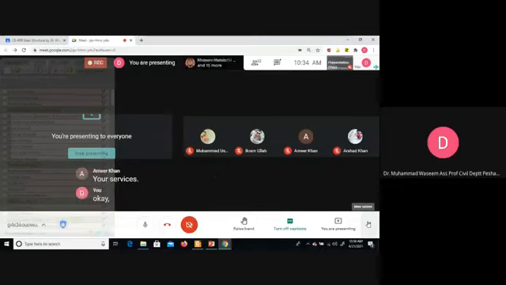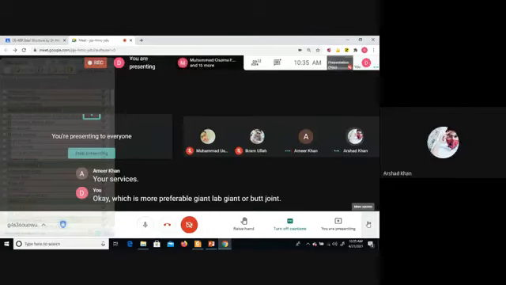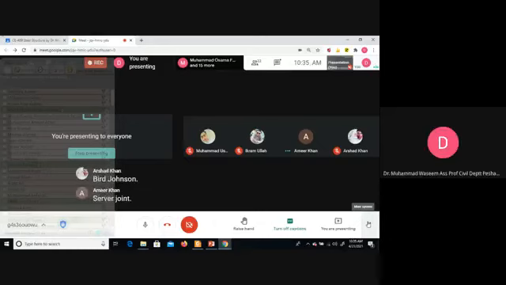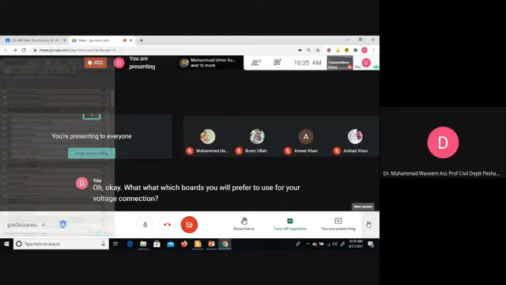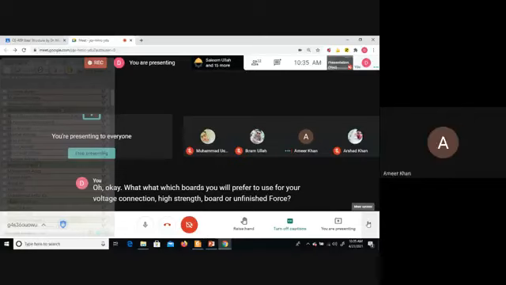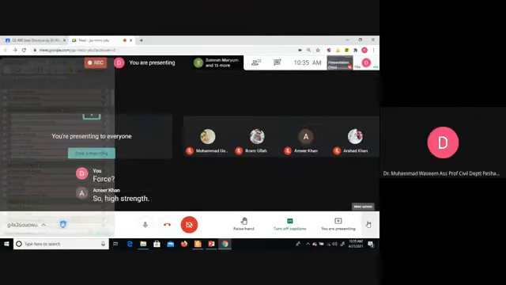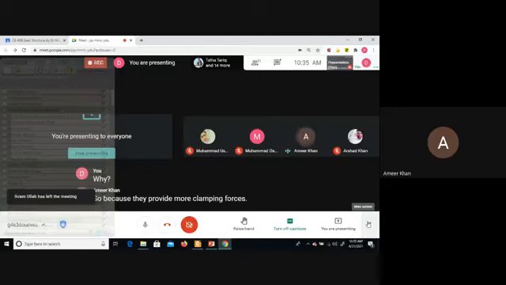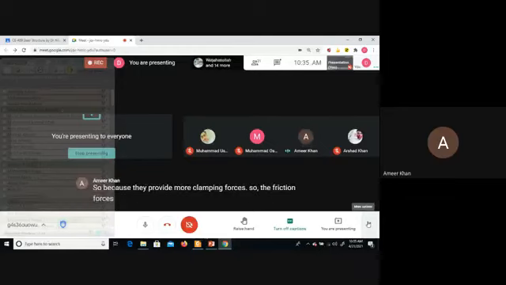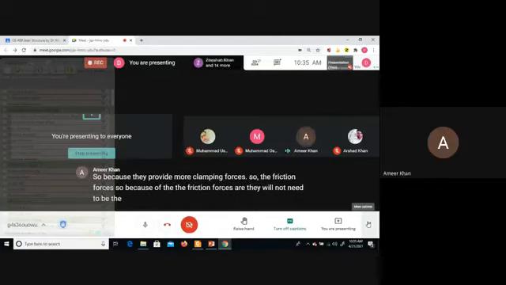Okay. Which is more preferable joint? Lap joint or butt joint? Butt joint. Sir, butt joint. Okay. Which bolts you will prefer to use for your bolted connection? High strength bolt or unfinished bolts? Sir, high strength. Why? Sir, because they provide more clamping forces, so the friction forces. So because of the friction forces, sir, they will not need to be the slip joint phenomena, sir.